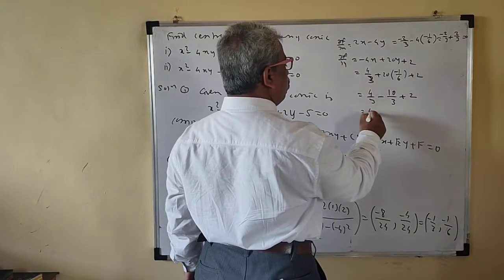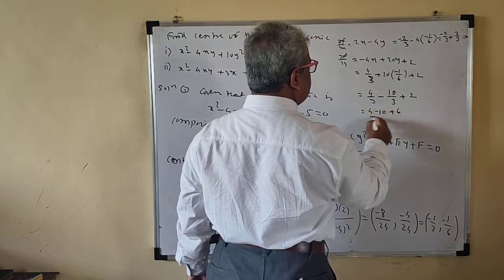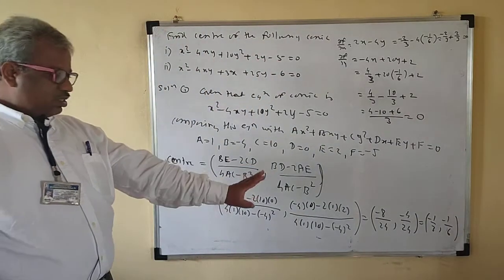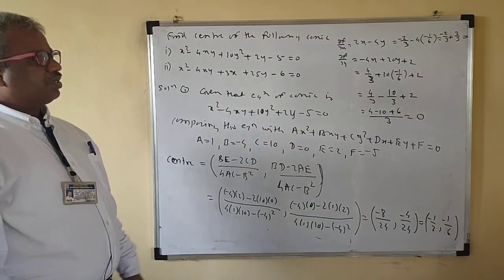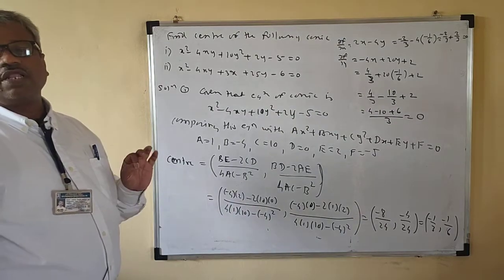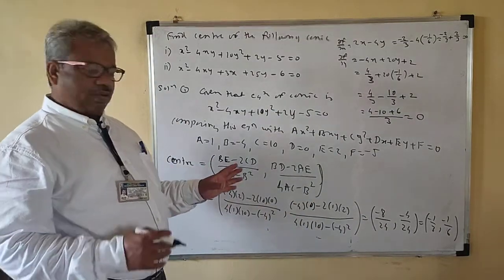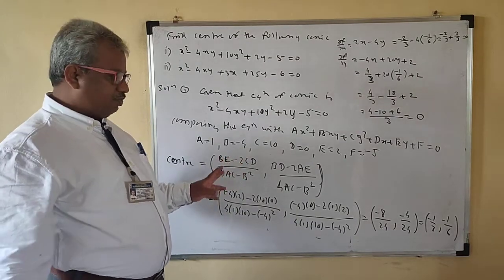So this is what then? 4 minus 10 plus 6 upon 3. So this is 0, right? So that means our center is correct. So this is the shortcut method to check whether this is the center. What if such a problem is asked in a competitive exam or MCQ?